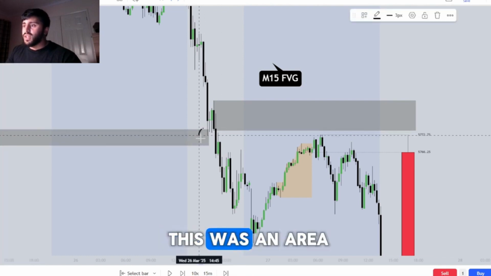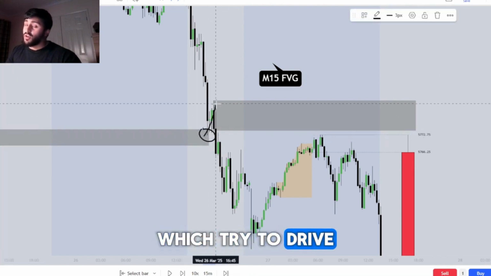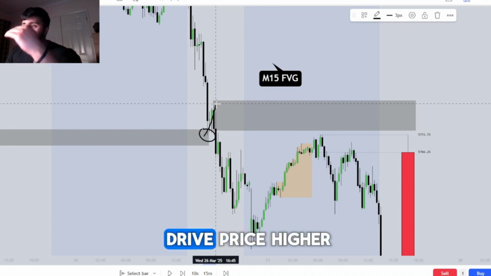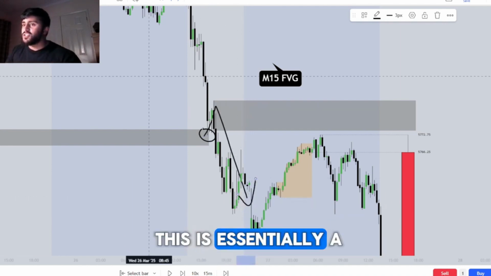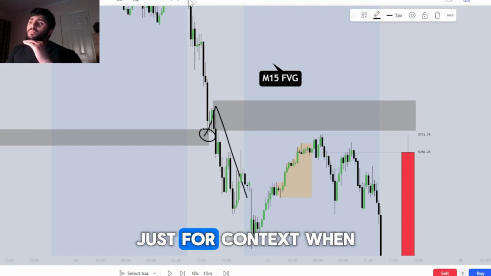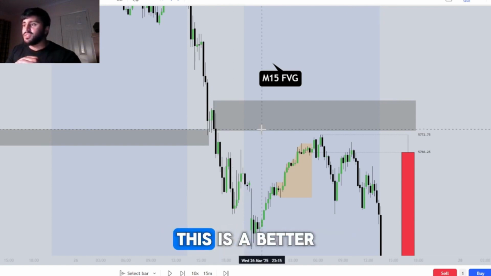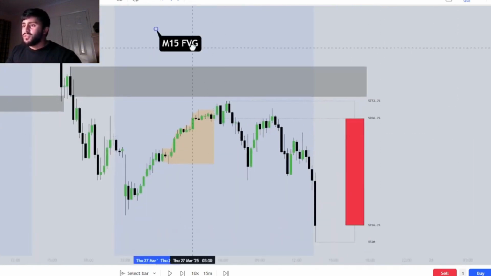So this was an area of demand which tried to drive price higher, and because demand tried to drive price higher, then we fail. So this is essentially a flip zone. Just for context, when you see a flip zone, this is a better zone to be trading from. So this is step number one.